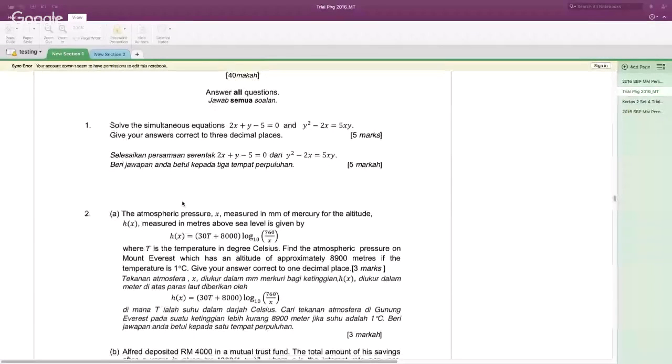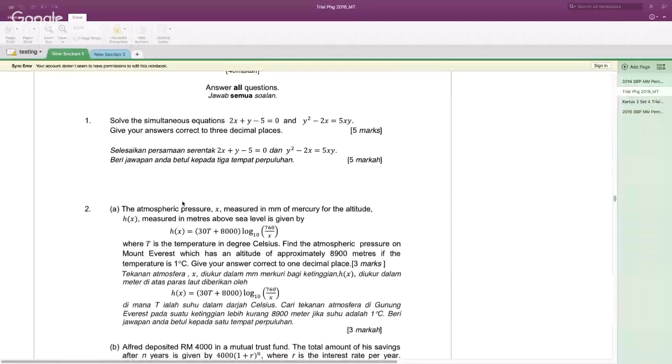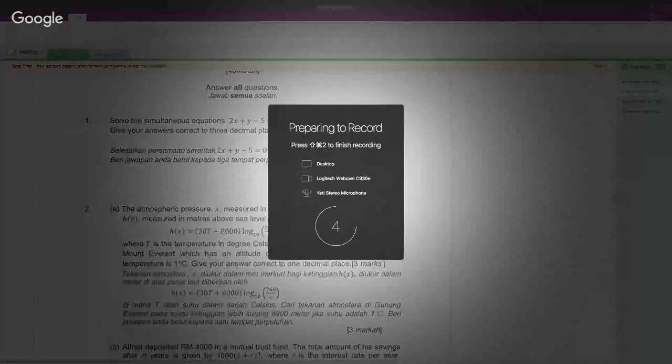I guess we will actually start to discuss paper 2. So first thing, I will try to share my screen with you. Can you actually read the question? Can you actually see the first question, which is simultaneous equations? You should be able to see it, isn't it? Okay, so we will start the discussion in 4 seconds.